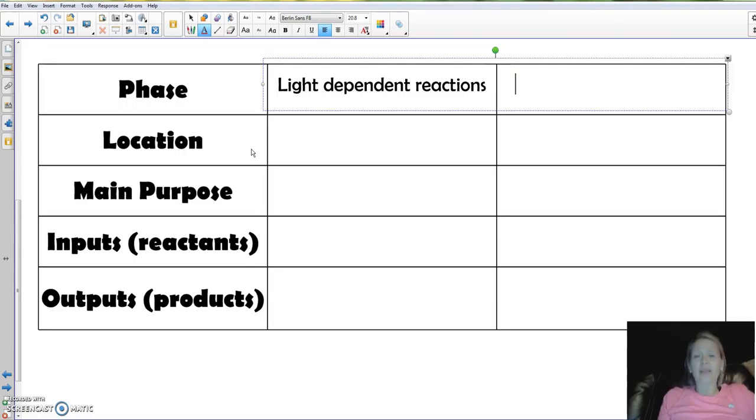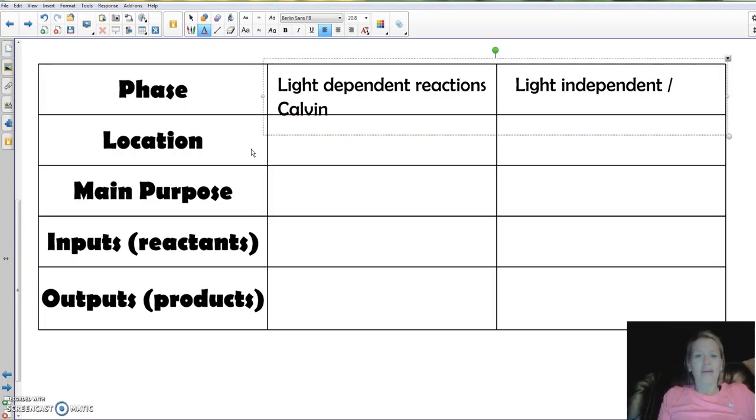The other part is the light independent reactions, sometimes called the Calvin cycle.